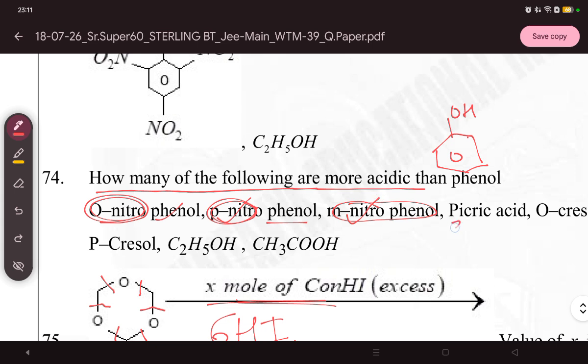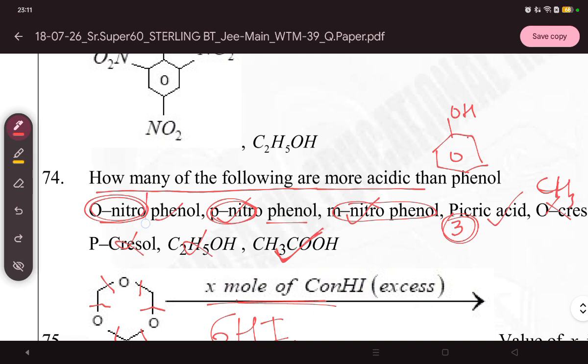Picric acid has 3 electron withdrawing groups, it is 2,4,6-trinitrophenol, hence it is also more acidic. Cresol has a methyl group, and methyl group is electron releasing, that's why it is least acidic. And para-cresol also, alcohols are also least acidic, and carboxylic acid is more acidic than phenol.